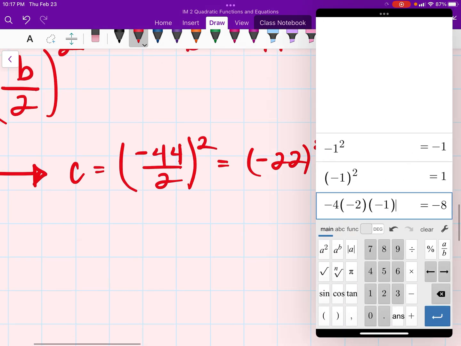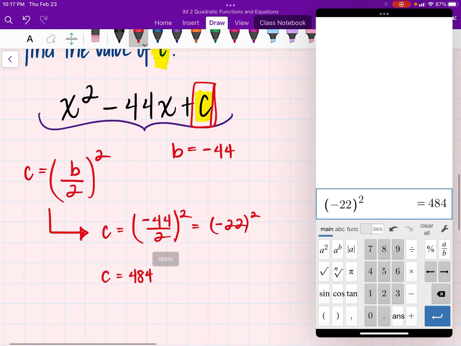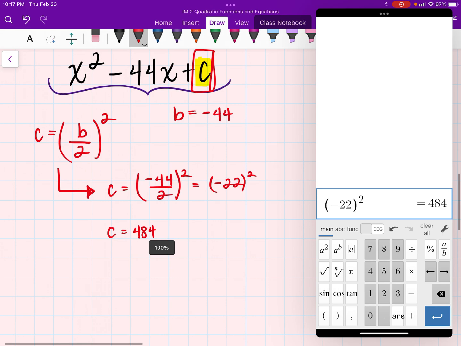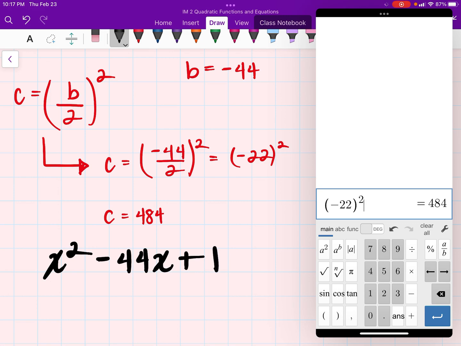So I'm going to take out my calculator here, and I am going to put parentheses because we have a negative number. Let's square that, and that's going to be 484. So c is 484. If I want to rewrite this, I'll rewrite it on the bottom: x squared minus 44x plus 484.